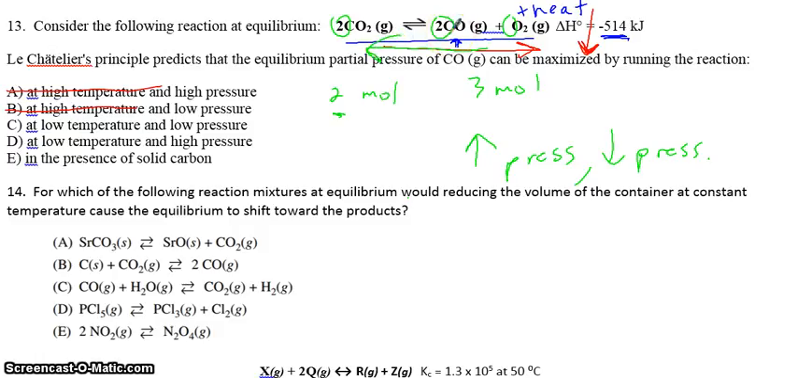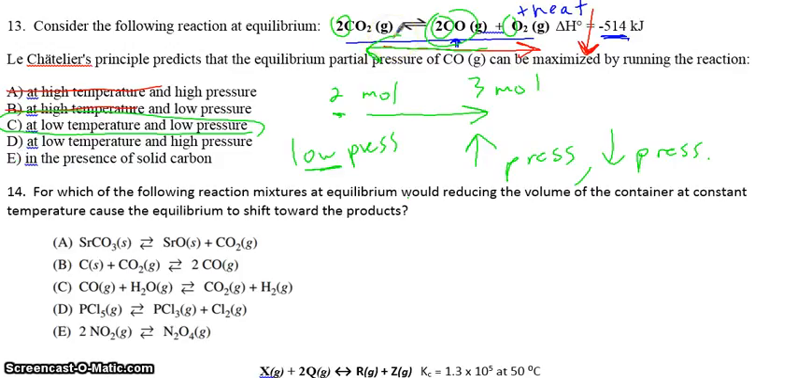So in fact, what you want to do is use a low pressure. If you use a low pressure, which means you've reduced the pressure, the system goes to the right to increase that pressure, since you have more moles on the right, increasing CO. So we want to do this at low pressure. So you want low temperature and low pressure. This is the answer. Incidentally, E is out because it mentions solid carbon, which makes no sense because there's no carbon in the reaction.